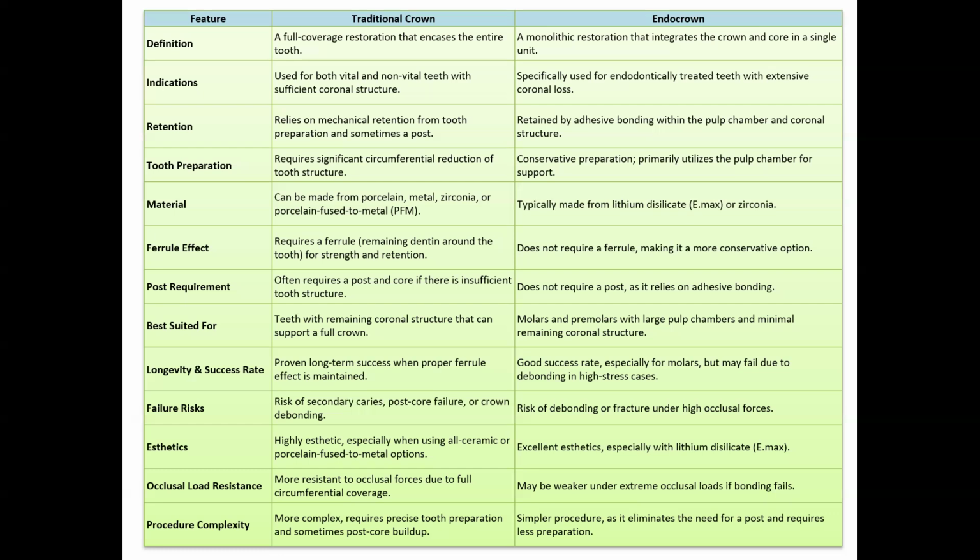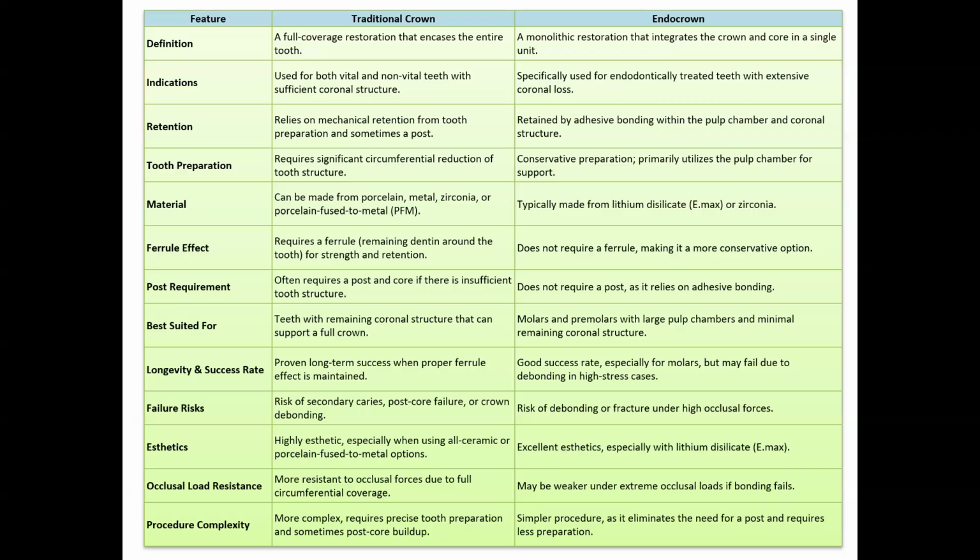Coming to aesthetics, a traditional crown is highly aesthetic, especially when using all-ceramic or porcelain fused to metal options. The endocrown has excellent aesthetics, especially with lithium disilicate. Occlusal load resistance: a traditional crown is more resistant to occlusal forces due to full circumferential coverage, whereas the endocrown may be weaker under extreme occlusal loads.